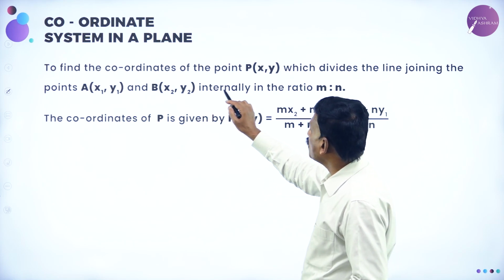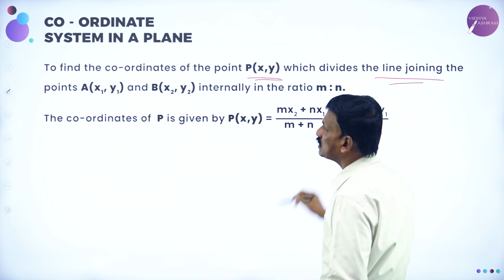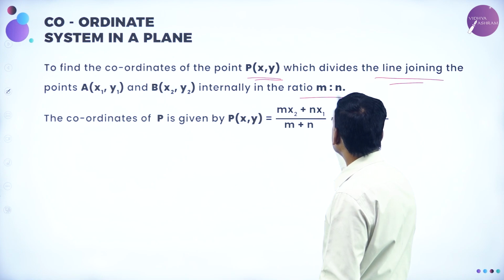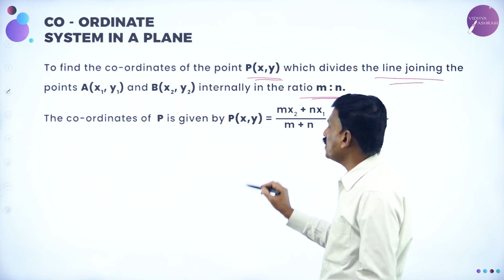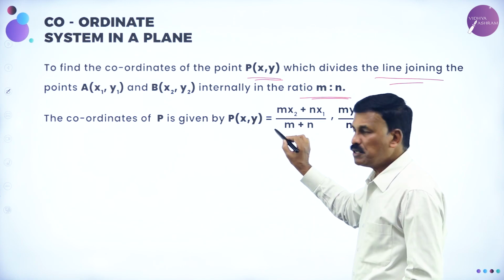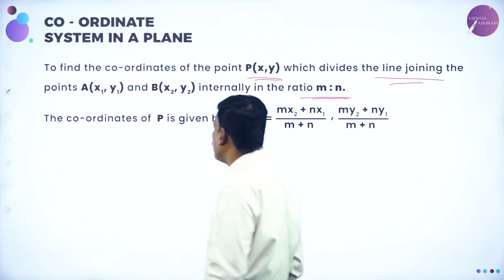So, to find the coordinates of the point P(x, y), which divides a line joining the points A(x1, y1) and B(x2, y2) internally in the ratio m:n, the coordinates of the point P are given by P(x, y) = ((mx2 + nx1)/(m + n), (my2 + ny1)/(m + n)).